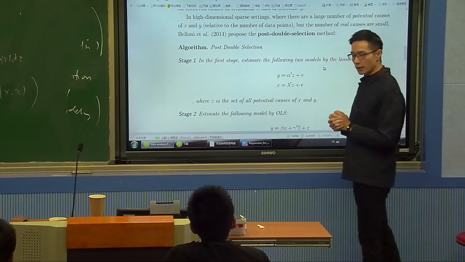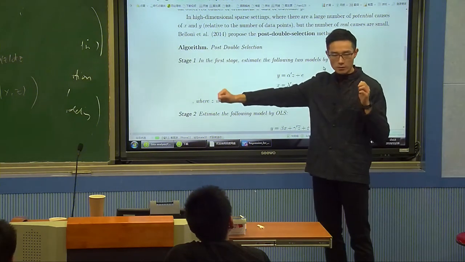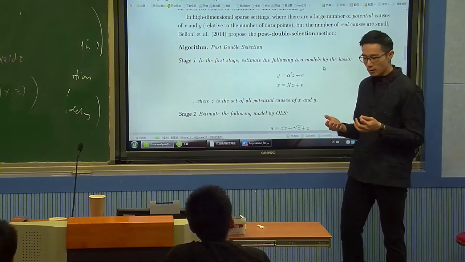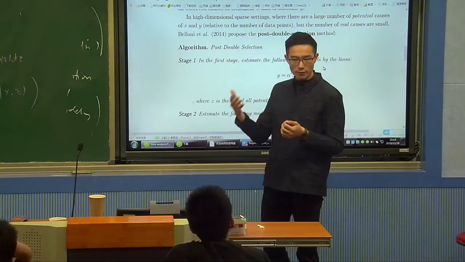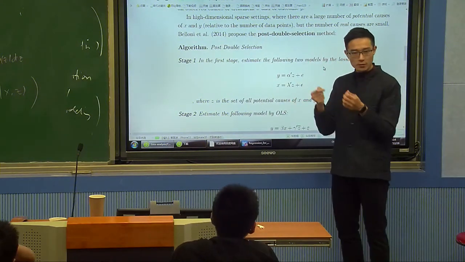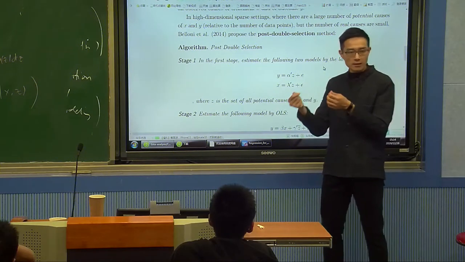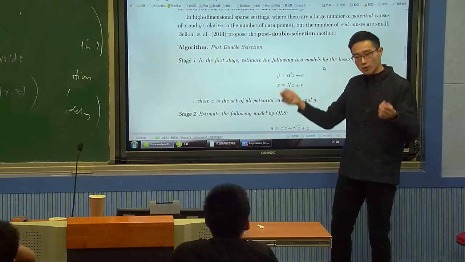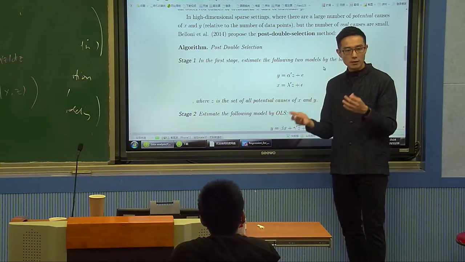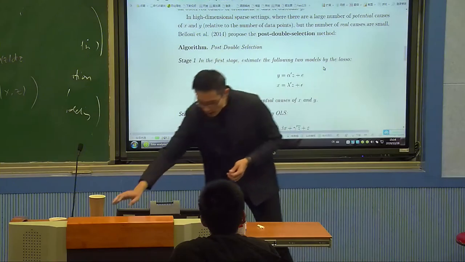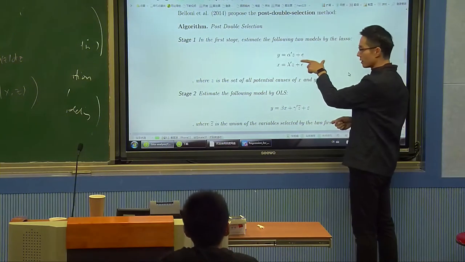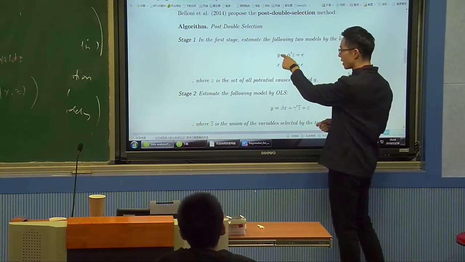The idea is there are a large number of Z, so Z is high dimensional. There are a large number of variables that you're not sure which one affects the treatment, which one affects the outcome. But I'm going to select the variables that are related to the treatment, and I'm going to select the variables that are related to the outcome, and then combine them, and use the combined set as control in the estimation of the treatment effect.